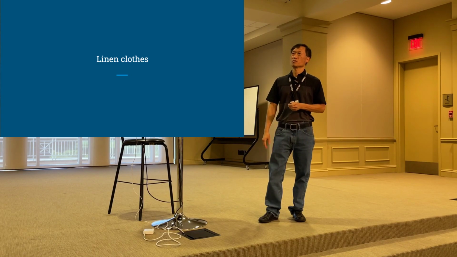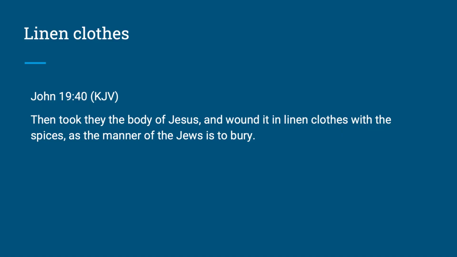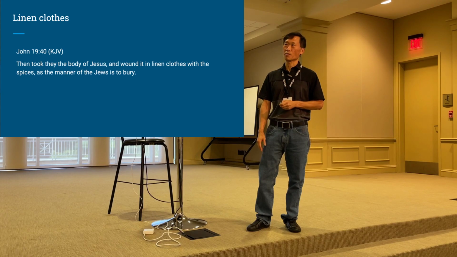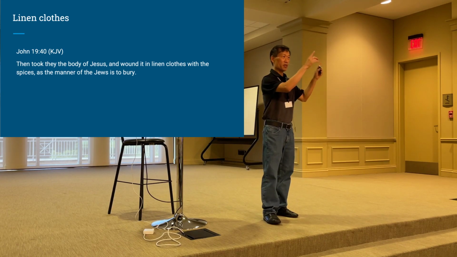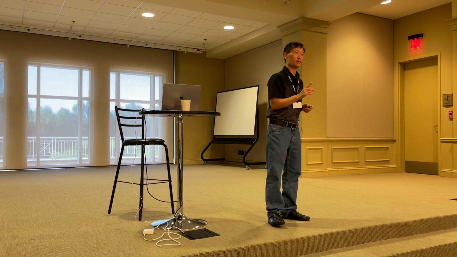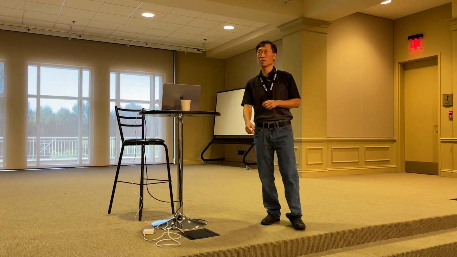The linen clothes, plural. John 19:40, it says, they took the body of Jesus and wound it in linen cloths with the spices as the manner of Jews is to bury. And so the argument is, we only see one piece of the Shroud of Turin. There's just one. Why is it plural? Well, the reason is because of the side strip I was talking about.